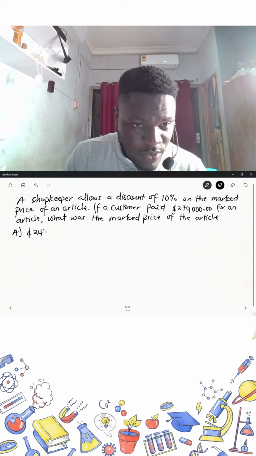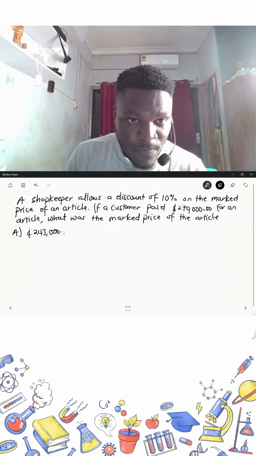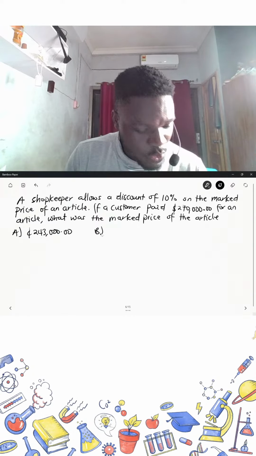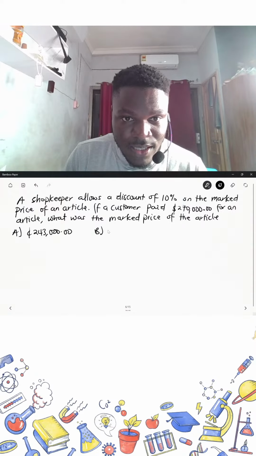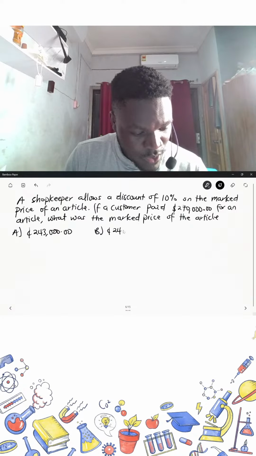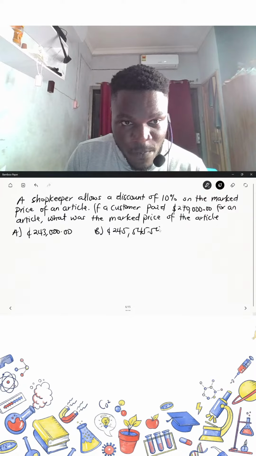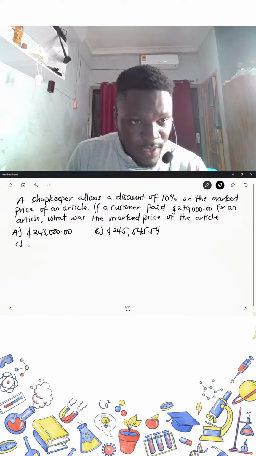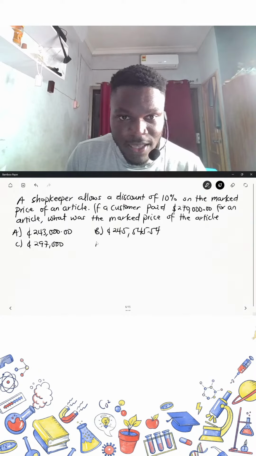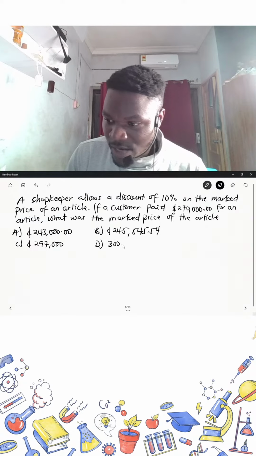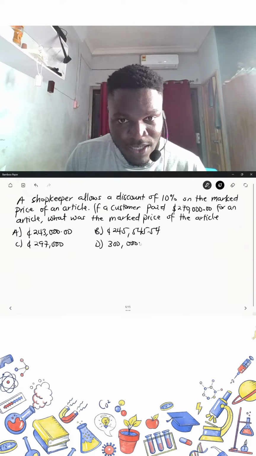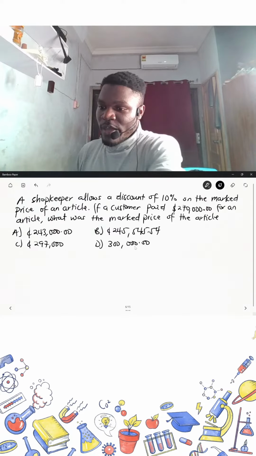So we have 243,000 as option A. Option B is 245,545.54. Option C is 297,000, and then option D is 300,000, just like Cheyenne has indicated. Are we okay? All right.